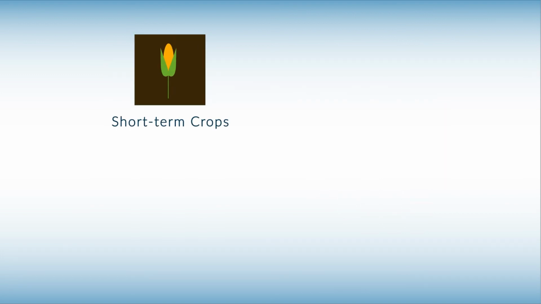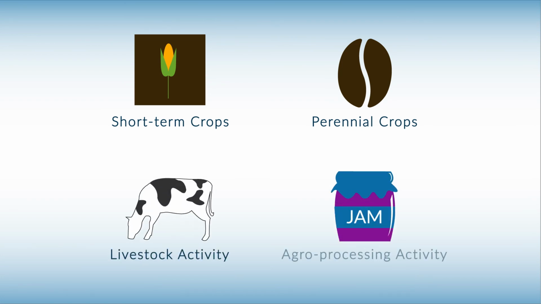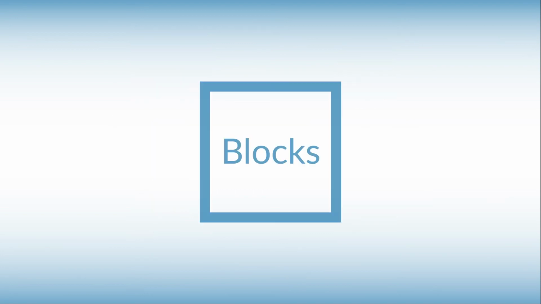If we remember these 4 examples, that is short-term crops, perennial crops, a livestock activity, and an agro-processing activity, you should have no problems in defining your blocks.